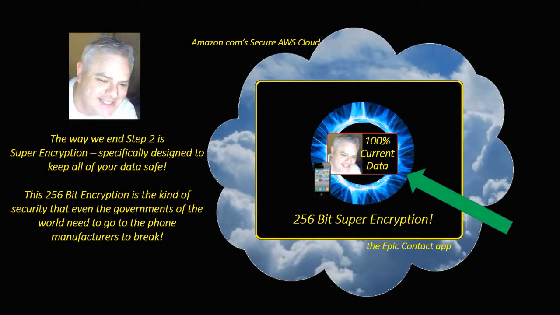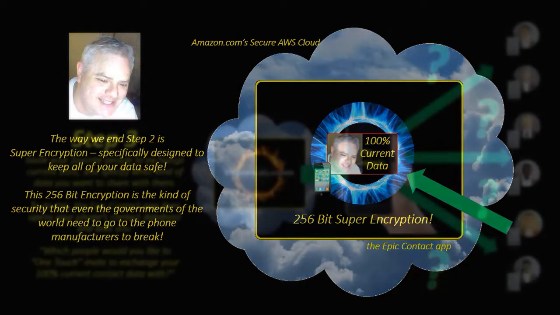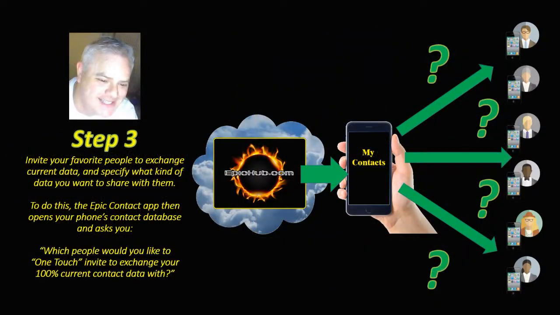The way we end step 2 is to add super encryption, specifically designed to keep all of your data safe. This 256-bit encryption is the kind of security that even the governments of the world need to go to the phone manufacturers to break.